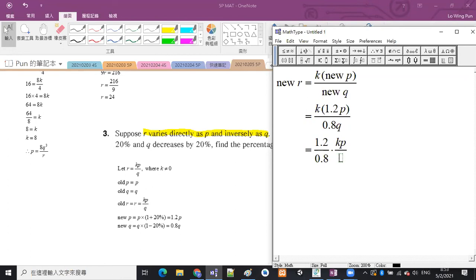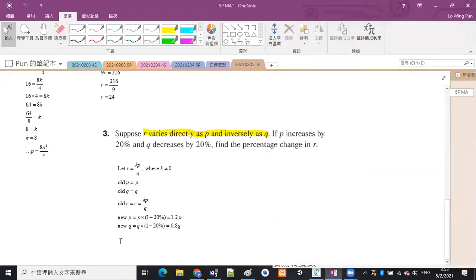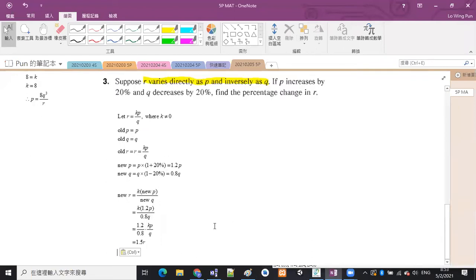So it should be 1.2 over 0.8 times Kp over Q. Okay, and then for the number part. This part is pure number, so you may do the calculation with your calculator. It should be equal to 1.5, right? And the Kp over Q is changed to R. Okay, so the new R is equal to 1.5 times R. That is our new R.